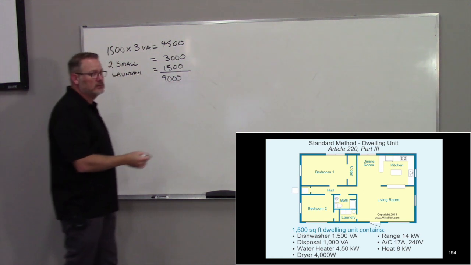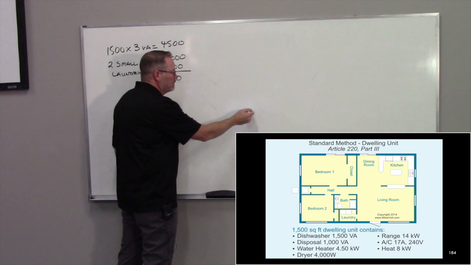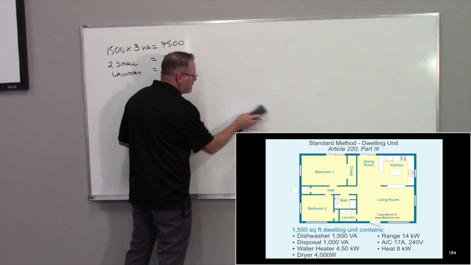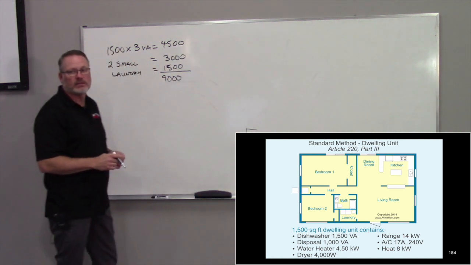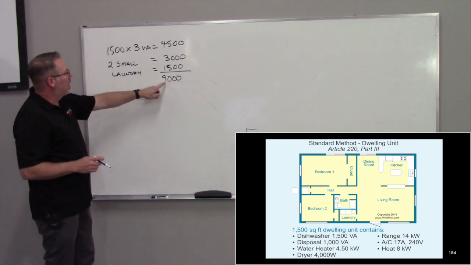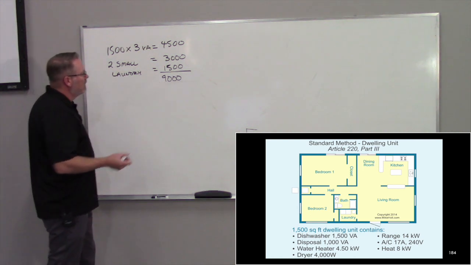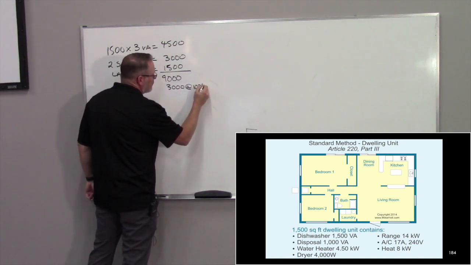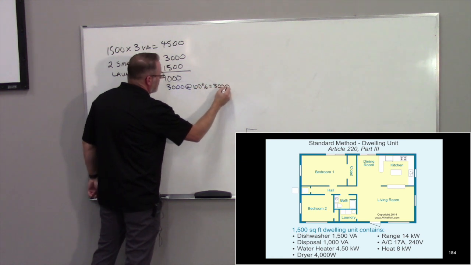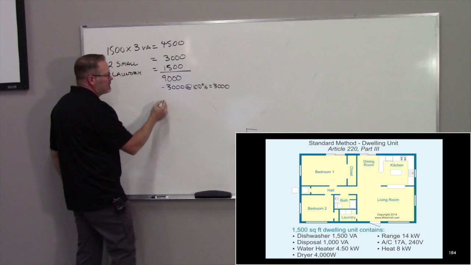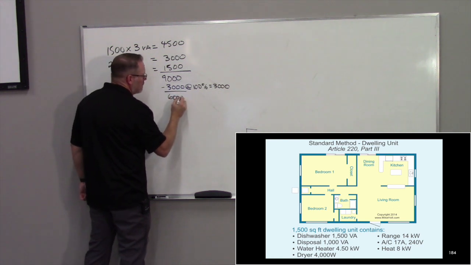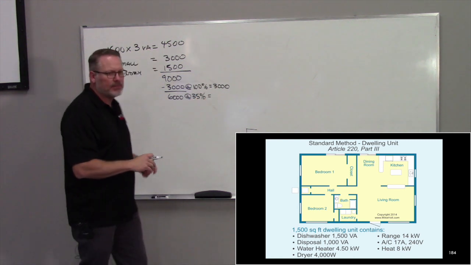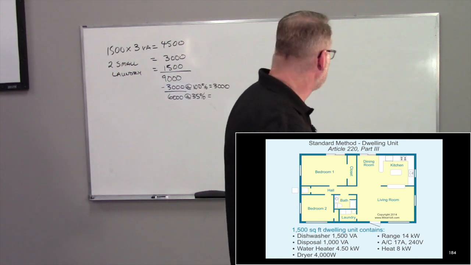I don't want to write down lower, in the area where that slide is. So I've got 9,000 here, and I'm going to take my first 3,000 at 100%. And that's 3,000. Then I'm going to take my balance: 9,000 minus 3,000 is 6,000 at 35%. 6,000 times 35%, I believe, is 2,100.